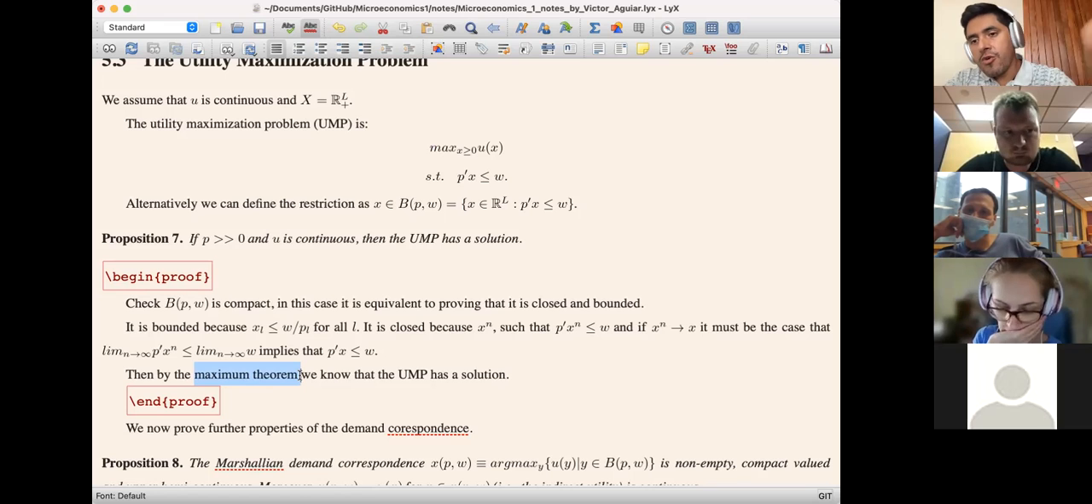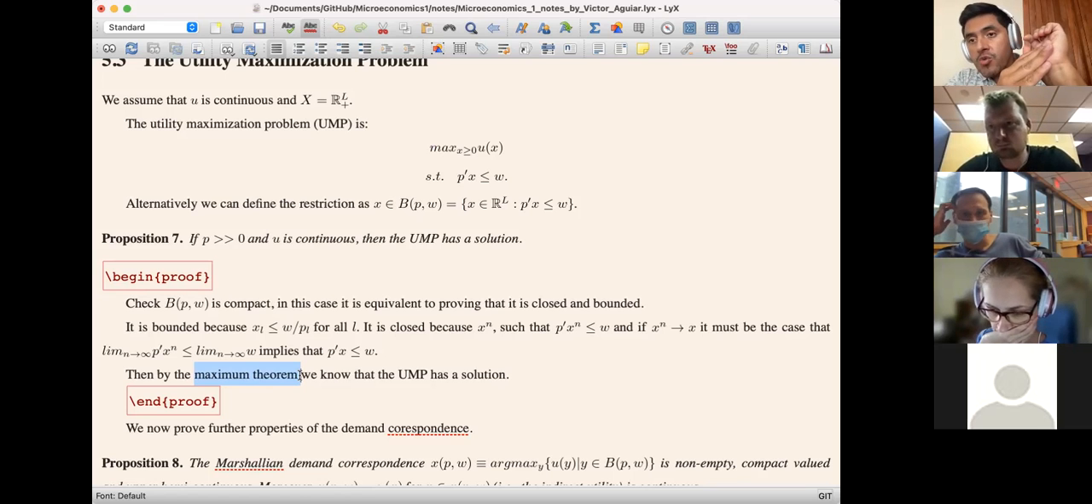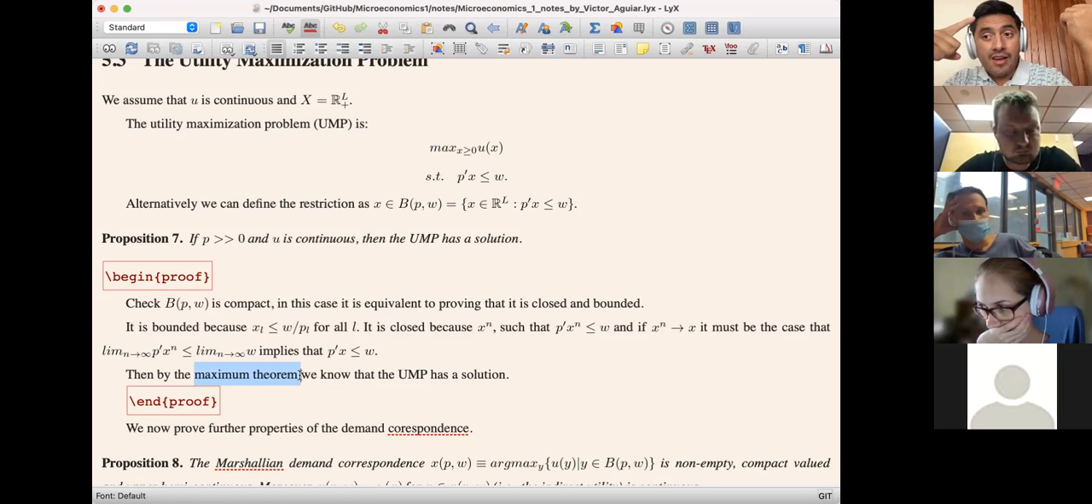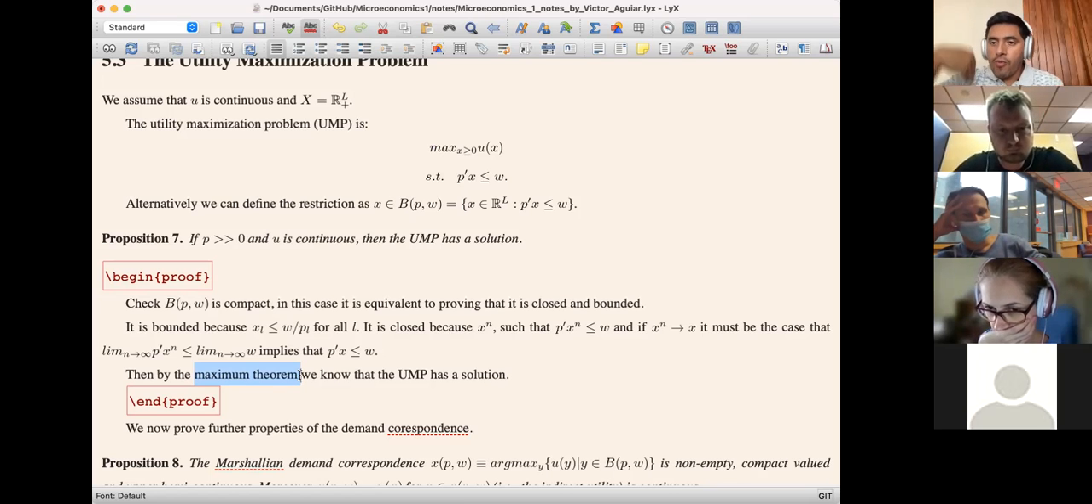Now, luckily for you, if you live in the world of rationality and you assume continuity and you're doing a linear budget, then things are nice. And you're gonna get a maximum, okay? Guaranteed. Not necessarily a unique maximum, but at least a non-empty solution to your problem. Got it? Okay, so this again, we're borrowing from math.